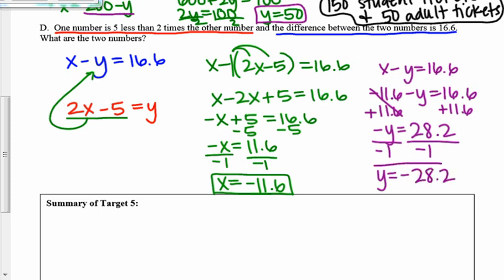And you can even check this on your calculator. That'd be a good way to check your work. Try doing the difference between those two numbers and see if you get 16.6. You will. And then try taking one of those numbers, multiplying it by 2 and subtracting 5, and you'll get the other one. So that's the notes.